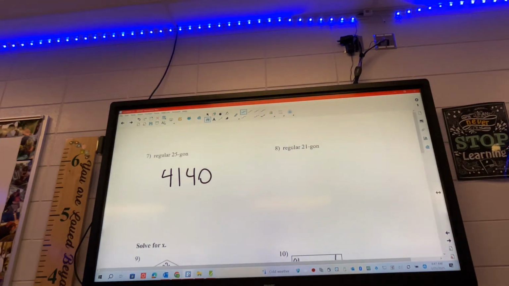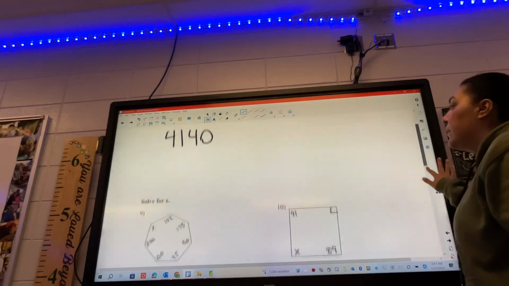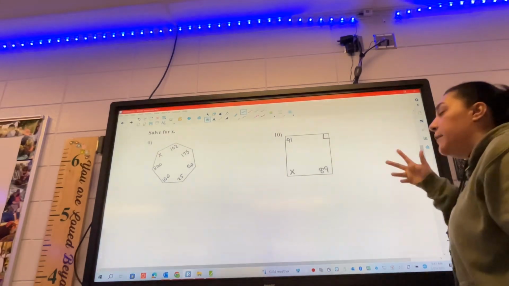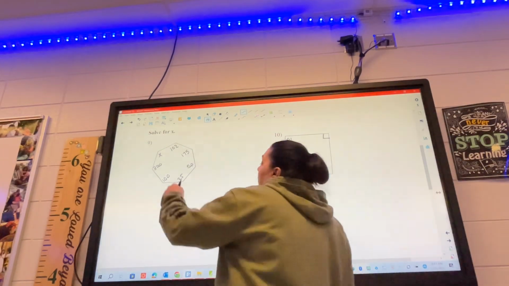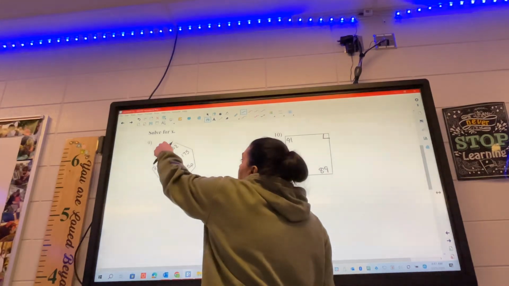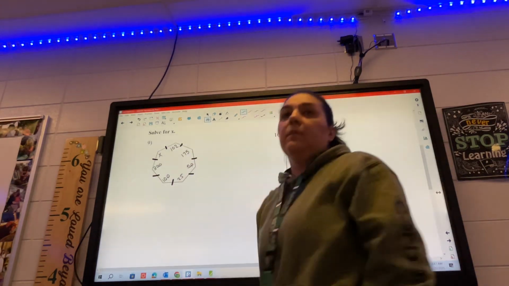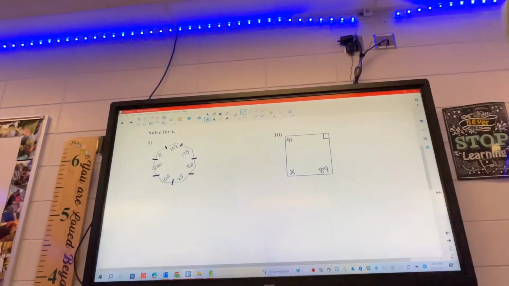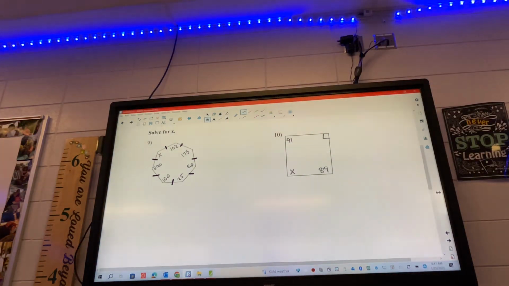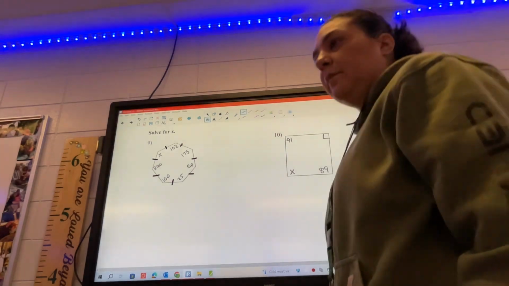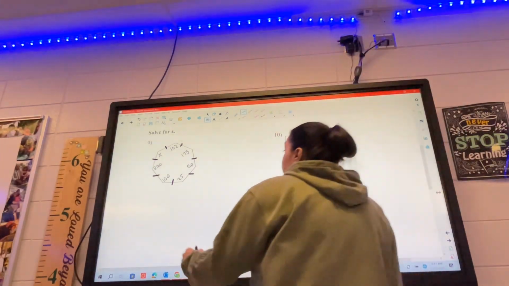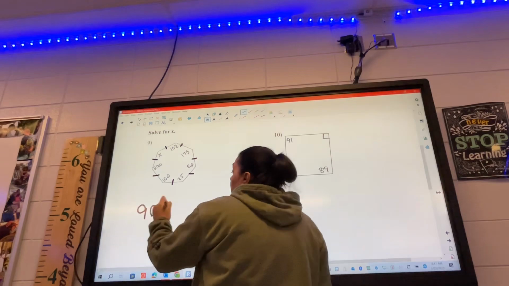Number 9, it gave us the shape and some of the things on the inside. So our first step is going to be to do what? List how many sides there are. You can count the number of sides or the number of pieces on the inside, but there is 1, 2, 3, 4, 5, 6, 7. So there's 7 sides. So you're going to say 7 minus 2 times 180. 900. So 900 is our total.